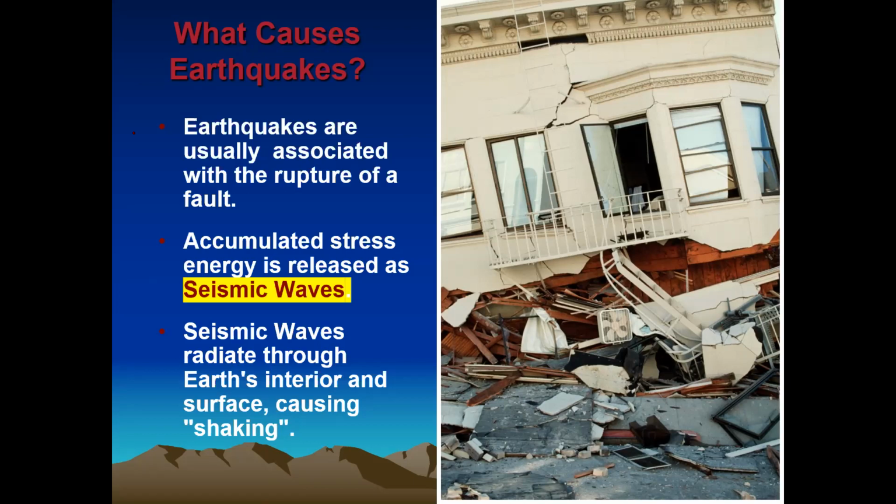The picture that you're looking at on the right-hand side of the screen is damage in the Marina district of San Francisco from the 1989 Loma Prieta earthquake, also referred to as the World Series earthquake, because Oakland and San Francisco were playing each other in the World Series at that time.